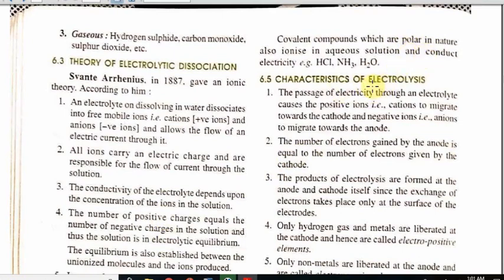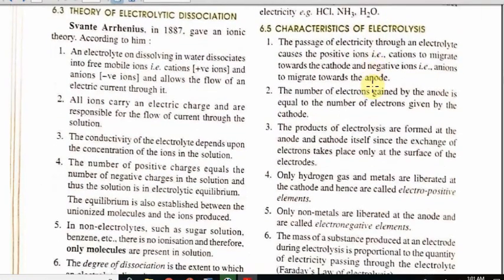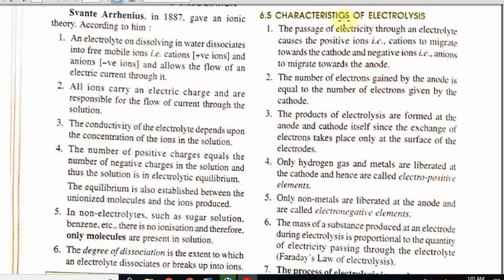Now, what are the requirements or properties of electrolysis? Let us see one by one. There are total 7 points. The passage of electricity through an electrolyte causes positive charge, that is cation, to migrate to cathode, and negative charge, that is anion, goes toward anode. Number of electrons gained by cathode is equal to number of electrons lost by anode.